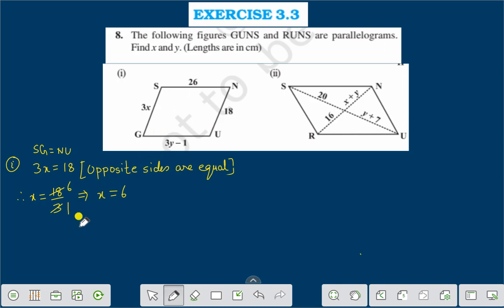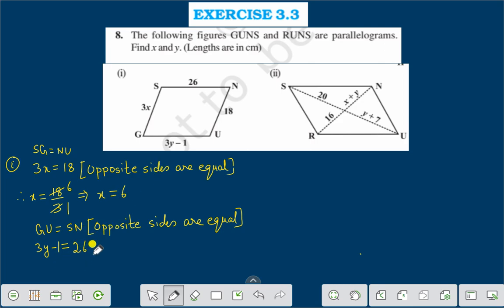Now, here also you can write that GU is equal to SN, because the reason is opposite sides are equal. Therefore, we can write GU is 3y minus 1, and this is equal to 26.